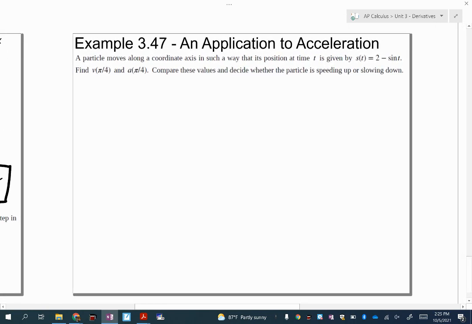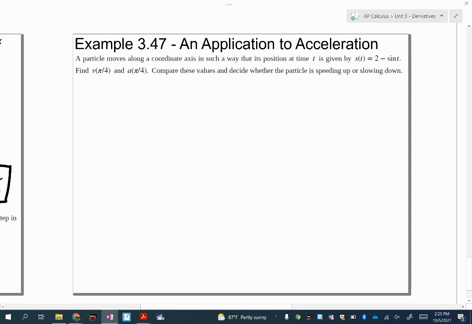So we have a particle that moves along a coordinate axis in such a way that its position at time t is given by s of t equals 2 minus the sine of t. We're trying to find the velocity at pi over 4 and the acceleration when time is pi over 4. Compare these values and decide whether the particle is speeding up or slowing down. So again, we're starting with a position function, s of t. To find the velocity, we're going to find the first derivative of s of t. So that's going to be d dx of 2 minus the sine of t.